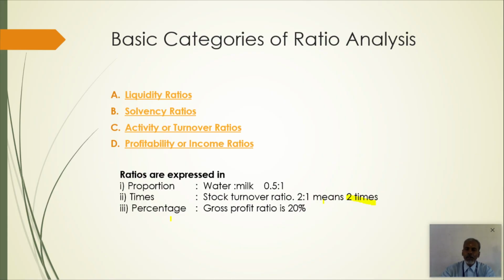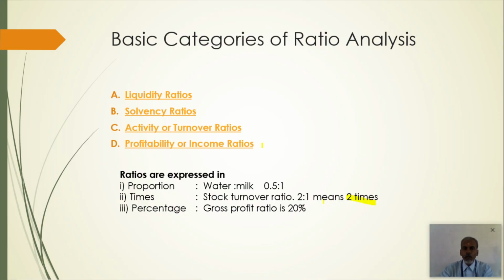The third way of expressing a ratio's result is in percentage. In case of percentage, you multiply by 100. In case of gross profit ratio, generally gross profit divided by sales into 100 is the gross profit ratio. For example, if you get 20% as the answer, it is expressed in percentage. So generally ratios are expressed in proportion, times and percentage.